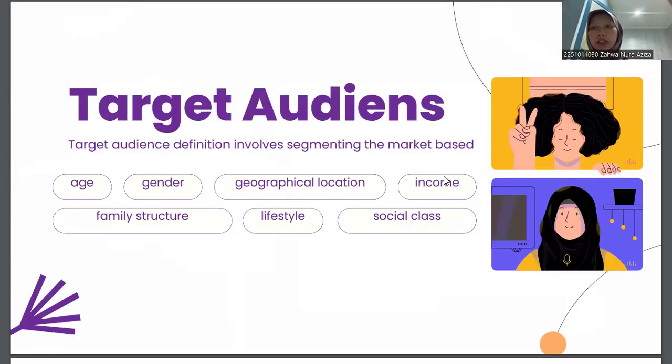So the target audience is defined by segmenting the market on the basis of age, gender, geographical location, income, family structure, lifestyle, and social class.